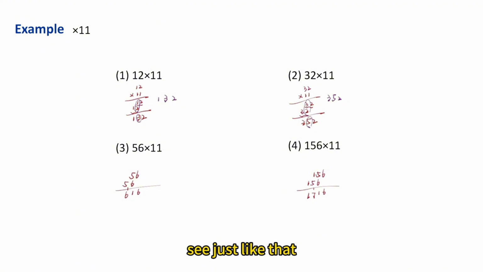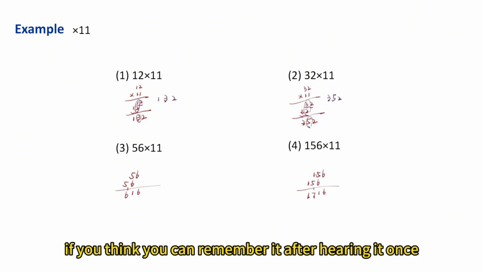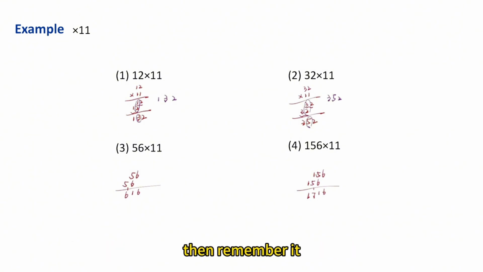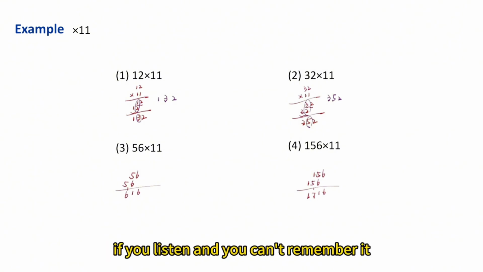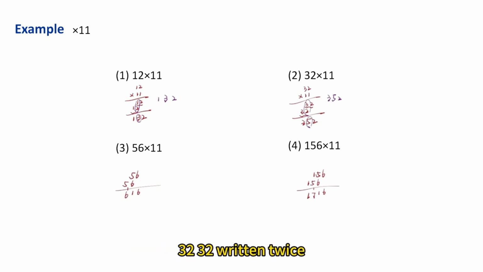See? Just like that. That's a 6. This is an 11, so you carry a 1. That's a 6, and you're done. The steps from before, like for 32 times 11, are eliminated. When there's no carrying involved, if you think you can remember it after hearing it once, then remember it. If you can't remember it, then just write it out twice, side by side. Right, 32, 32, written twice.